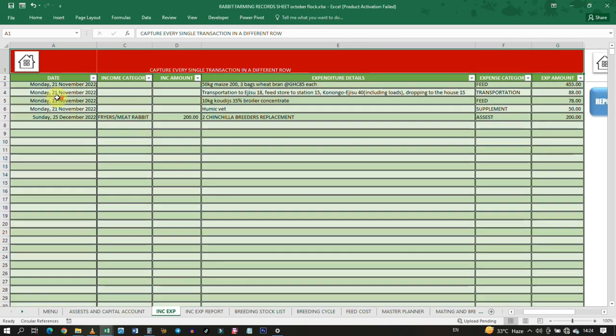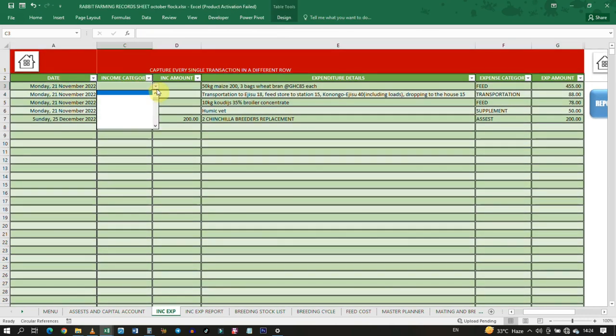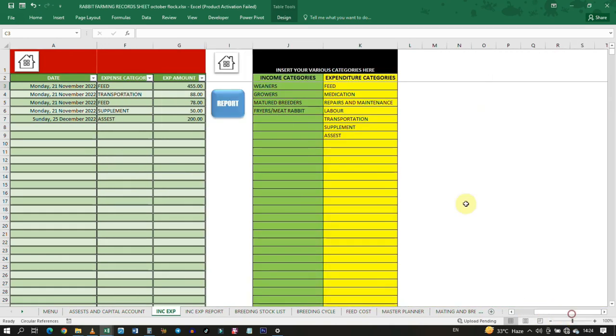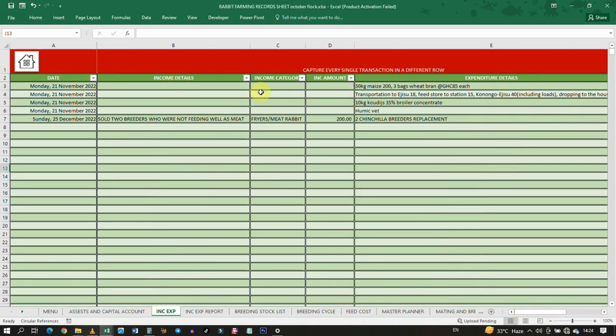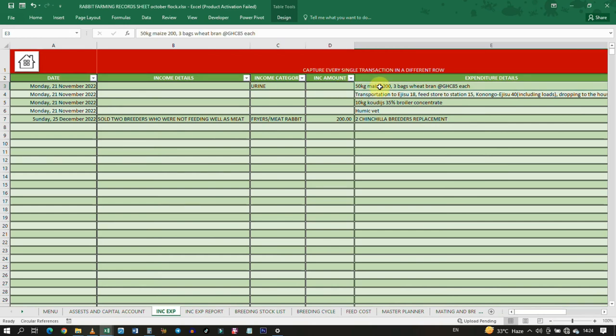The dates, income category. If you have an income category that is not included, you have to come here and just add it. Let's say urine. Okay, so once you enter urine, and then you come to income category, you can see the urine has been updated here. Then the income amount, how much did you get? Then the income details, what was it about? You can decide to put anything there.